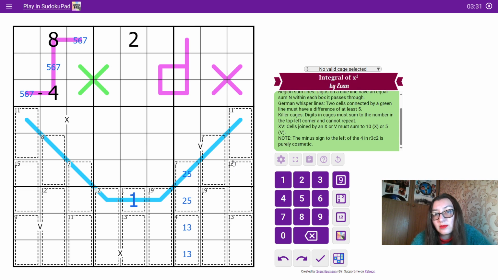I don't know anything about integrals. I forgot. I deleted it from my brain the moment I graduated from high school. I was like, I will never have to use it in my life. Hopefully, I don't have to use it in the Sudoku, because I'm not ready for that.